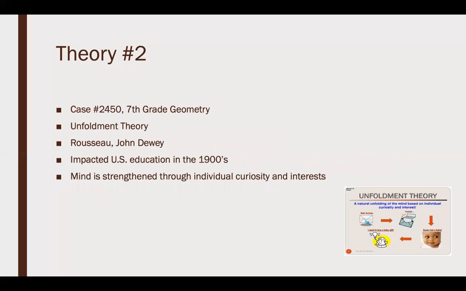The next theory I will discuss is unfoldment theory. This theory was first described by John Russo and John Dewey. It didn't become impactful to education until the 1900s. This theory is in direct contrast with mental discipline theory, which says that students need repeated practice and rote memorization of concepts. This theory instead says that students' minds are strengthened through their own individual curiosity and interests. Their minds will unfold into learning naturally.